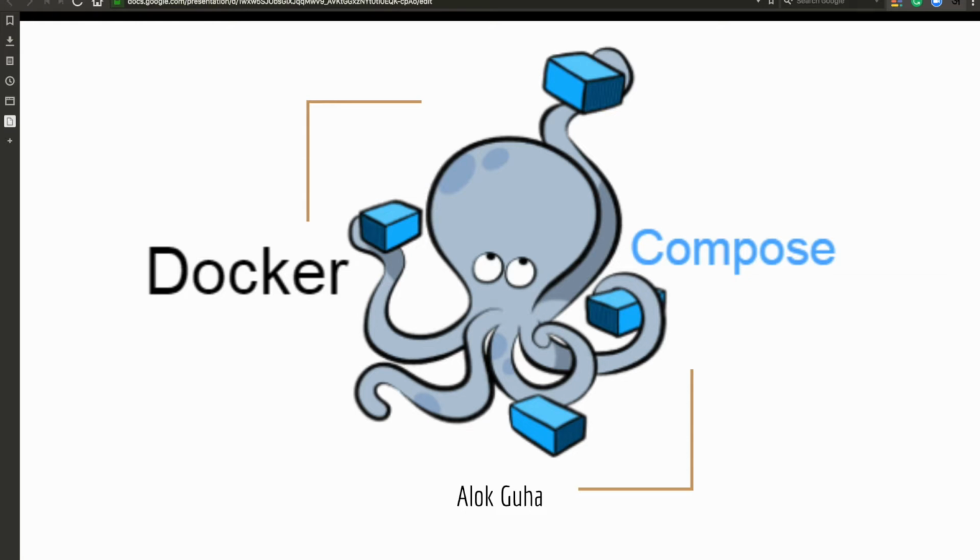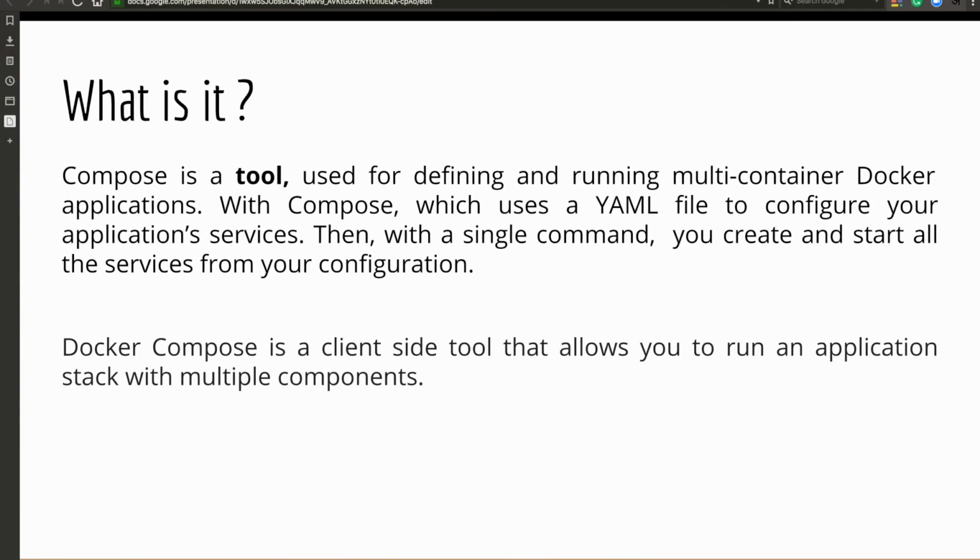Docker Compose is a tool for defining and running multi-container Docker applications. With Compose, which uses a YAML (yet another markup language) file to configure your application services, you can, with a single command, create and start all the services from your configuration. Docker Compose is a client-side tool that allows you to run an application stack with multiple components. I am expecting that you have some elementary knowledge about Docker, how it works, and how we can build and run a Docker image.